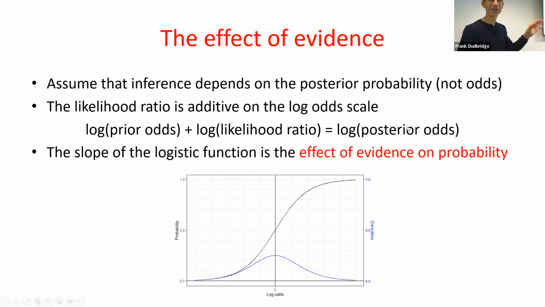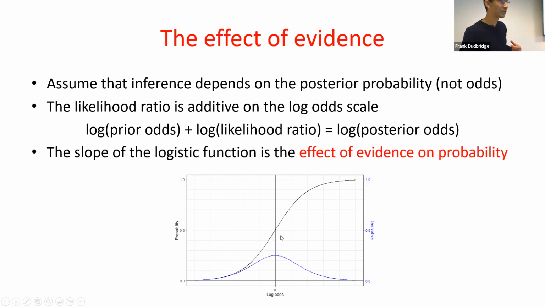And we're used to having a beta coefficient in a logistic regression, and we call that the effect of the exposure. So this is exactly the same as a logistic regression model here, except that my outcome is the probability of the hypothesis, and my exposure is the evidence. Okay, so the effect of the evidence is the slope of the logistic function. So this is the logistic function here. This is how I relate the log odds to the probability.